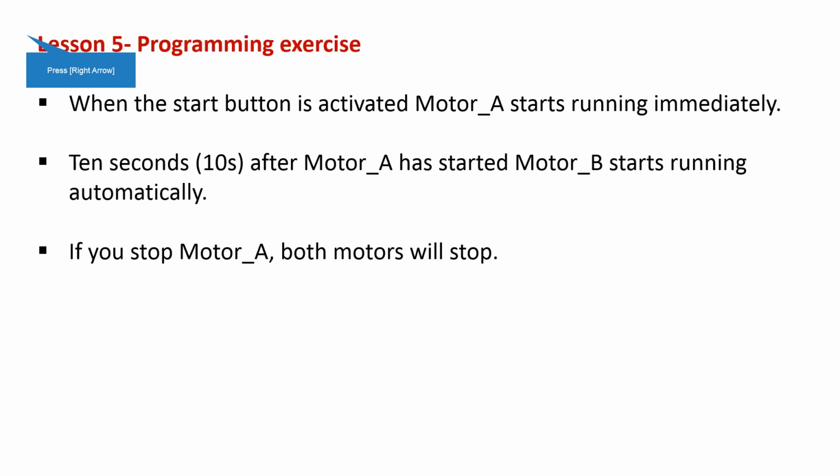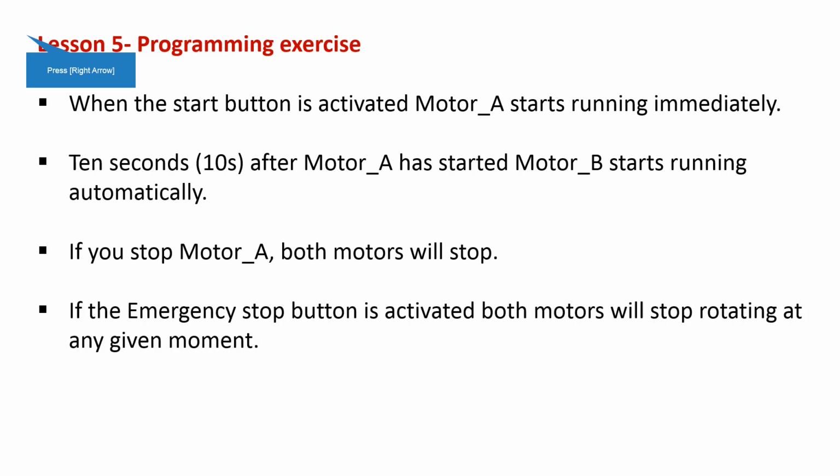All right. So we can make an example of two conveyors, conveyor A and conveyor B, where if conveyor A has started rotating, 10 seconds after it has started rotating, conveyor B will be rotating automatically. But if you stop conveyor A, conveyor B will also stop.